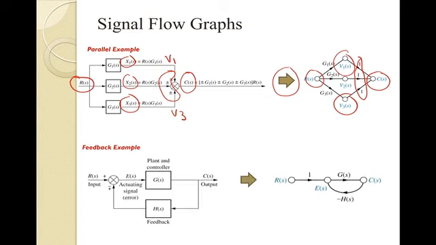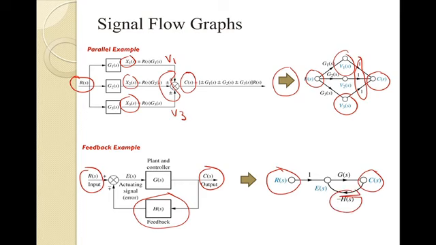And then finally, we could look at a feedback example where, in this case, I have a single input R of S. I'm looking at my output, but now the output gets fed back through a transfer characteristic as shown there. Converting that, I have my input signal R of S, my output signal C of S, and as I look here, notice that the output signal gets multiplied by H of S with the negative sign.